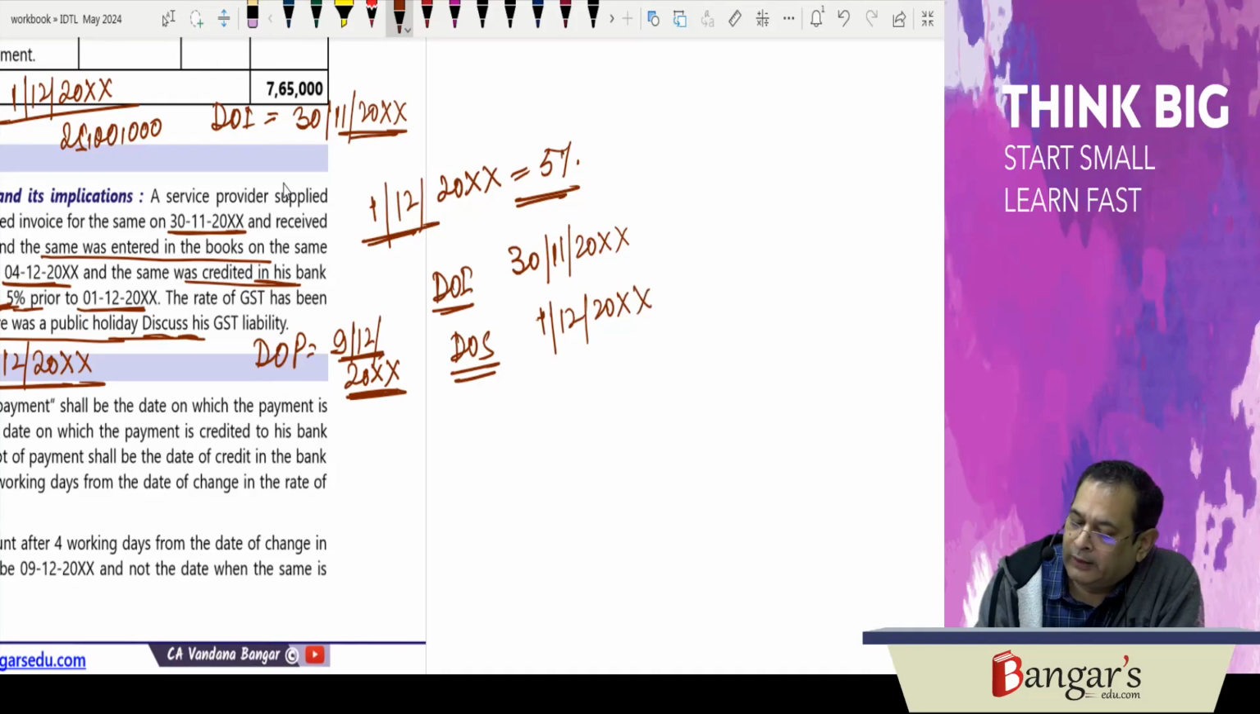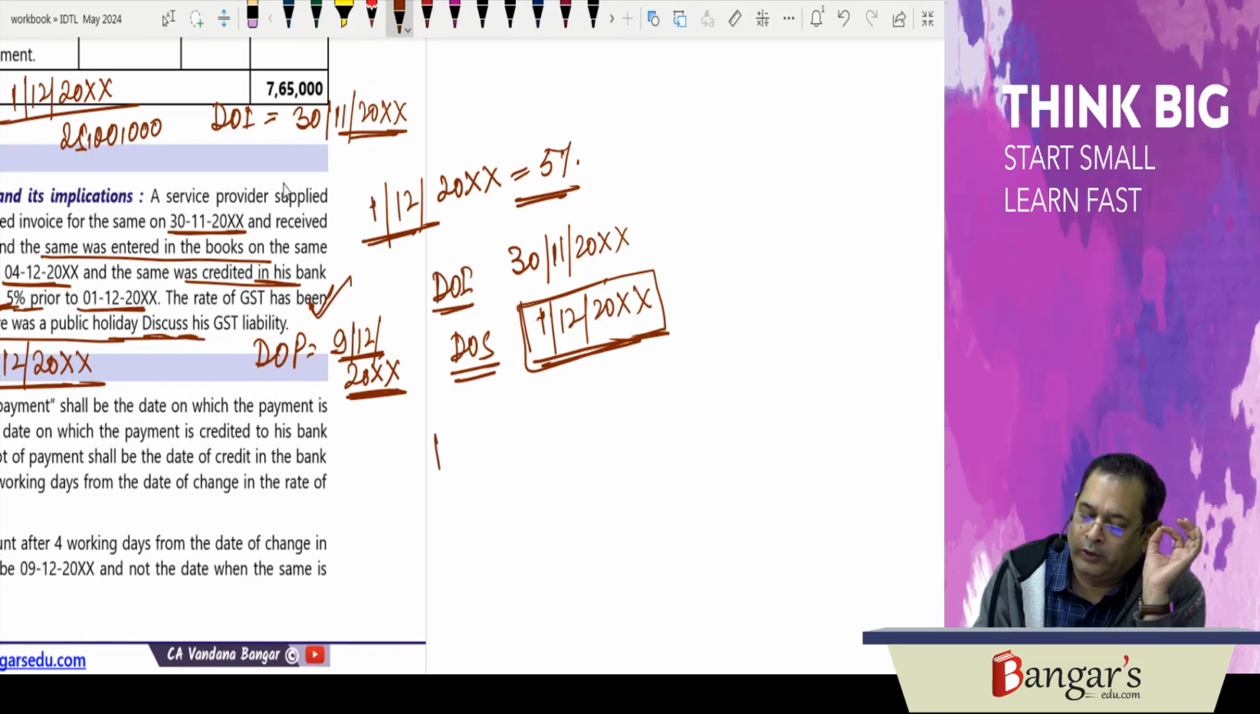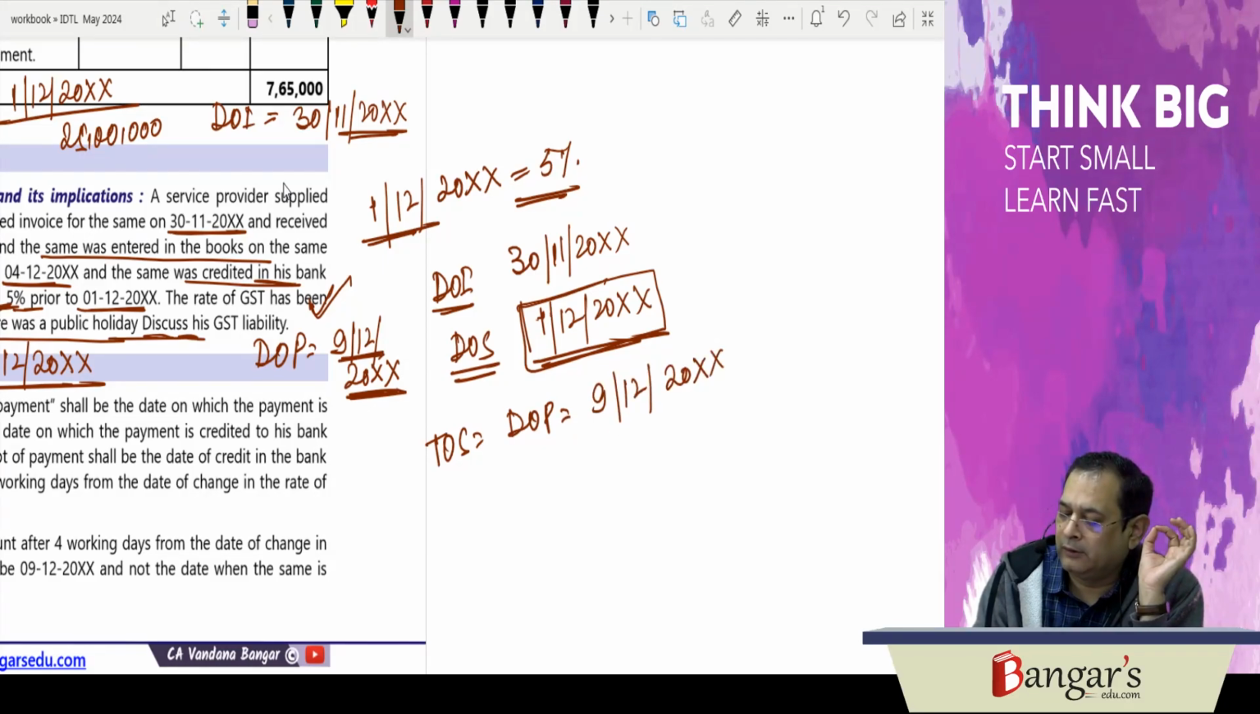So what two events occur together? Supply of services afterwards. Payment has also been afterwards. So time of supply will be what? Date of payment, 9th of December.